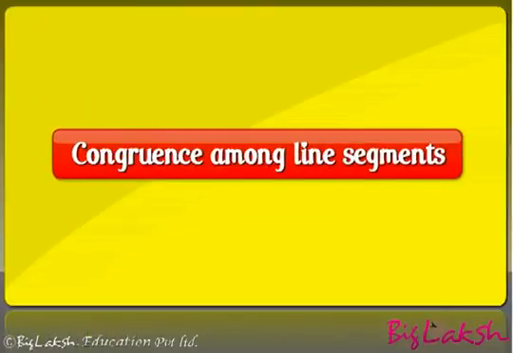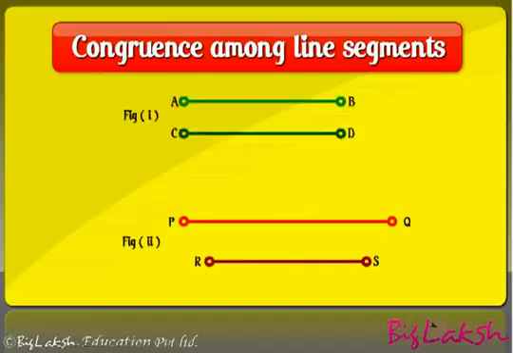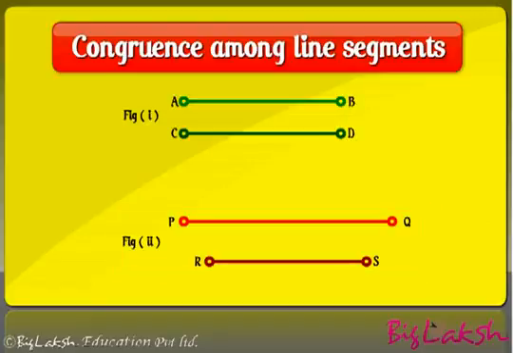Now let us discuss congruence among line segments. When are two line segments congruent? Observe the two pairs of line segments given here in figure 1 and 2. Use the trace copy superposition method for the pair of line segments in figure 1. Copy CD and place it on AB. You find that CD covers AB with C on A and D on B. Hence, the line segments are congruent. We write AB is congruent to CD.